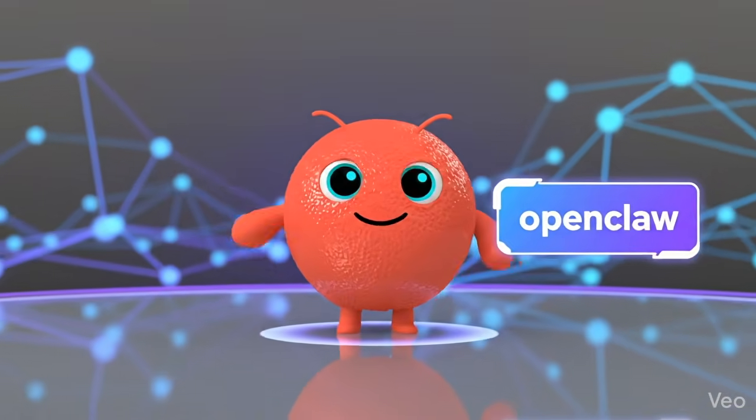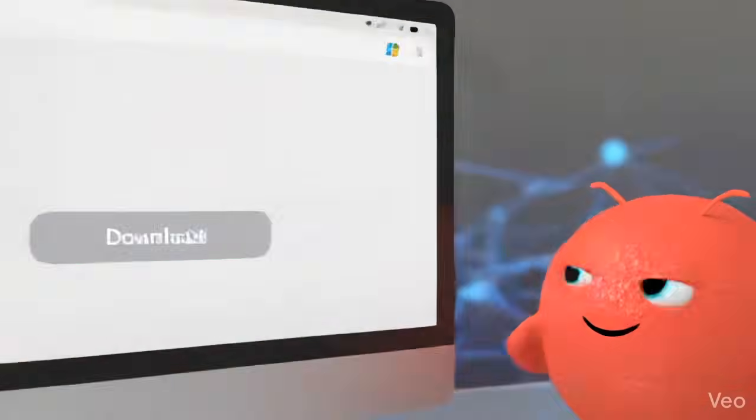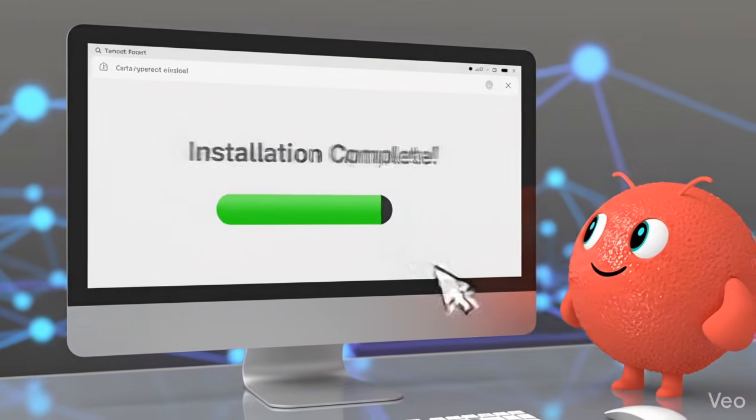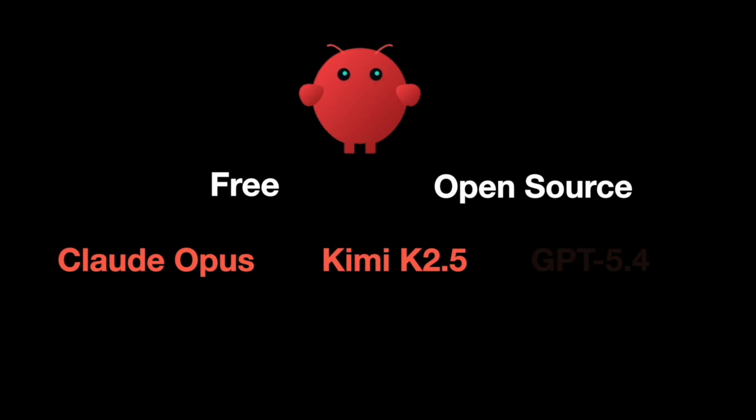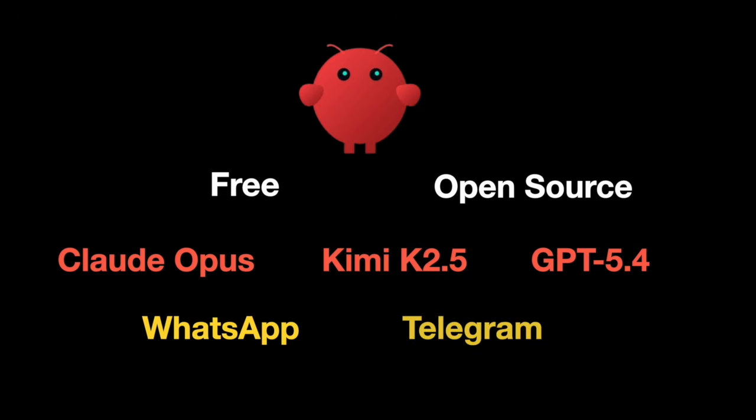In this video, I will show you step by step how to install and set up OpenClaw in Windows. OpenClaw is a free and open source autonomous agent that you can configure with your preferred large language model and control using messaging platforms like WhatsApp and Telegram.